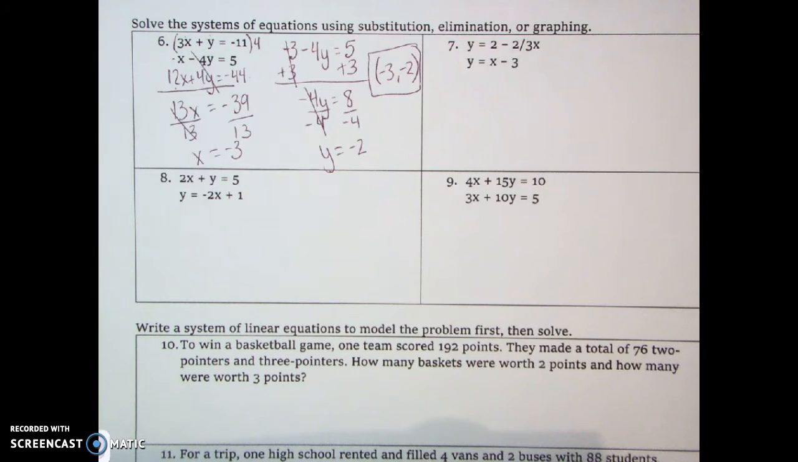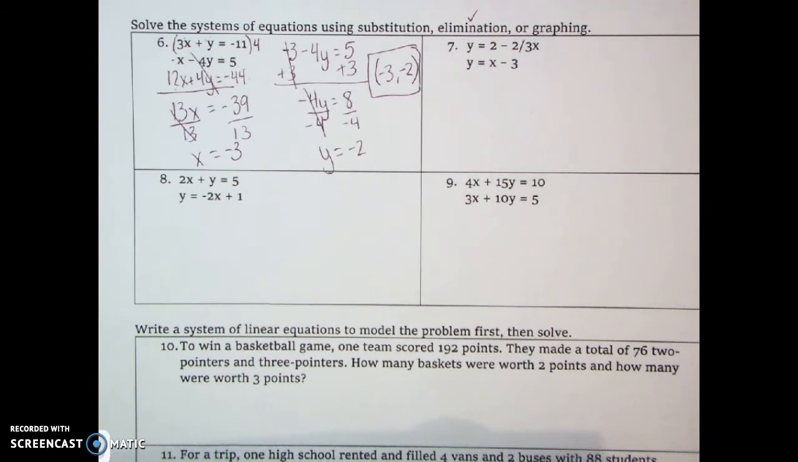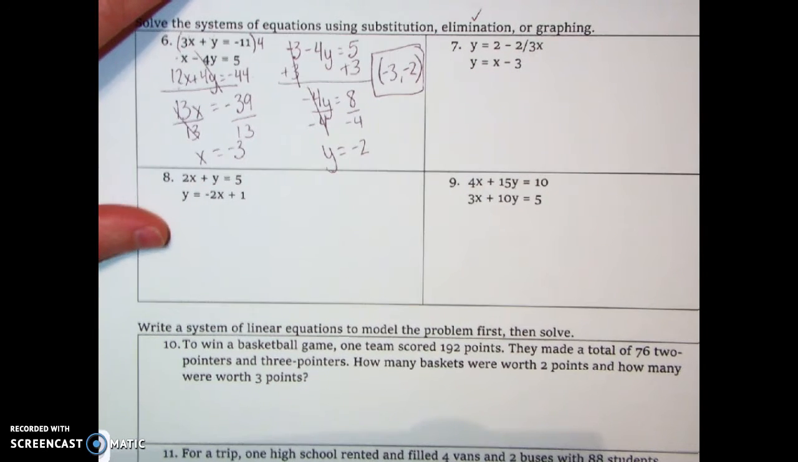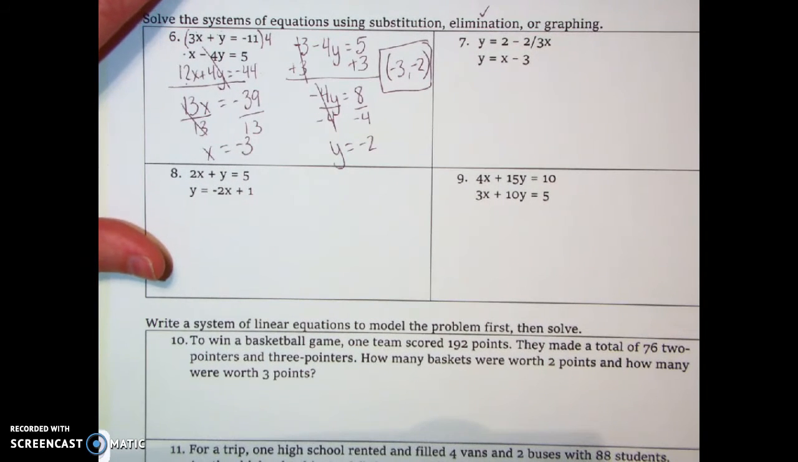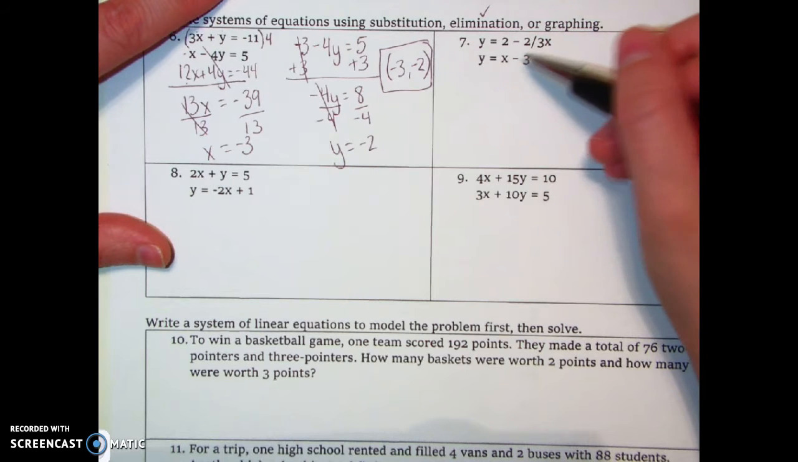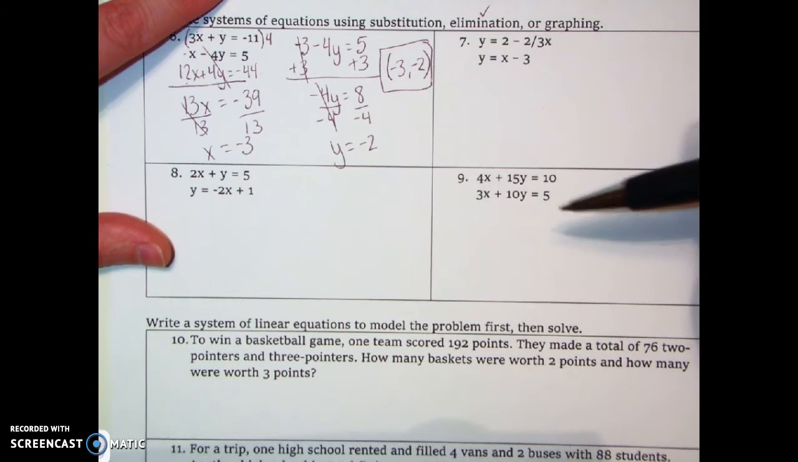Okay, so that one was elimination. I'm going to check that one off our list. I'm going to go down to number 8. And now it's between substitution and graphing. And for graphing, you need the y's by itself, kind of like number 7. I'm going to do graphing with that one. So obviously, I'm going to use substitution here.